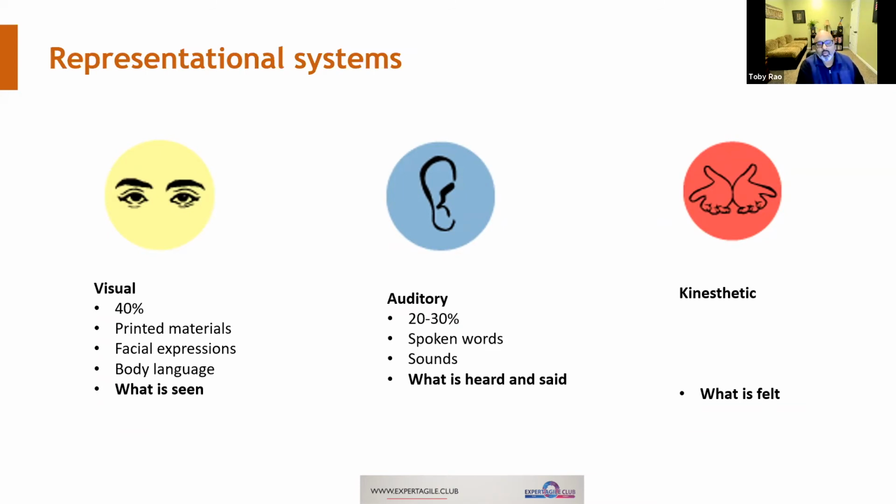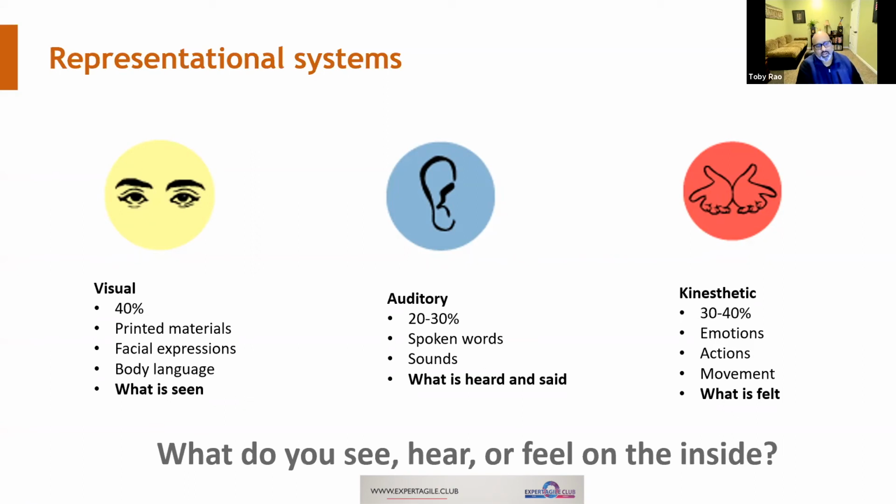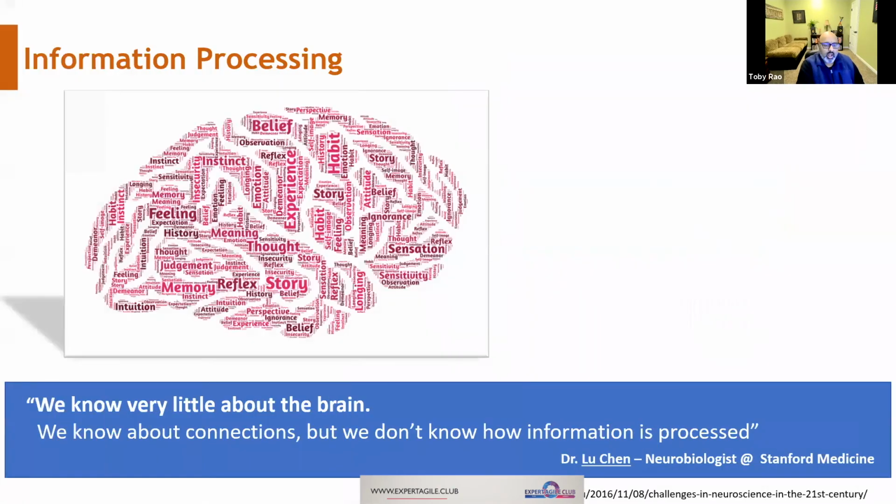And auditory are people who focus mainly on the spoken words, right? They're really paying attention to what is being said and what is being heard. And then kinesthetic are people who actually see things in motion. What do you feel? So this is important to understand: what do you see, what do you hear, and what do you feel inside?